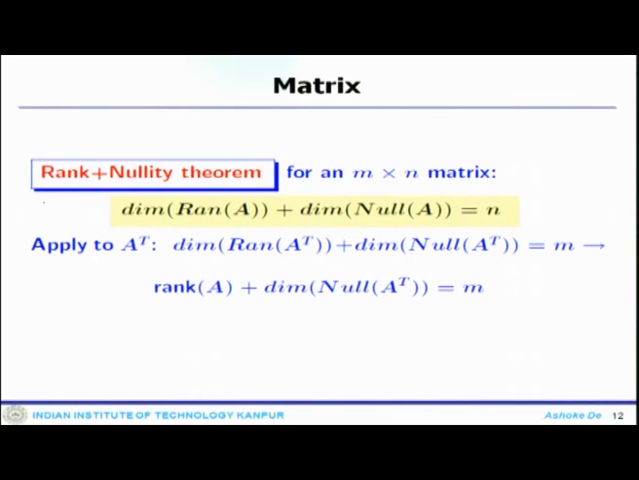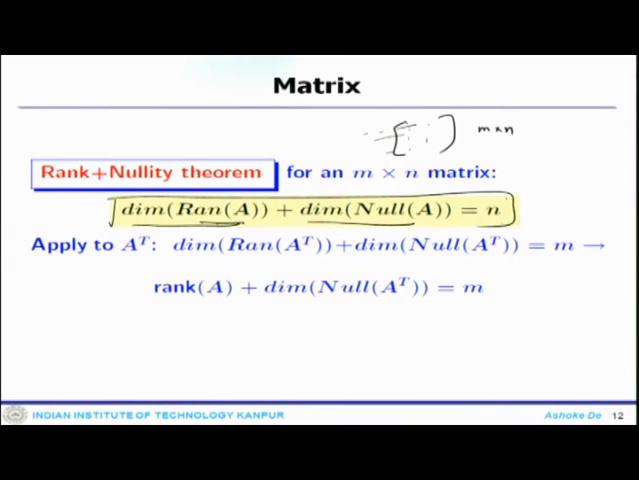Now, the rank of A plus the dimension of the null space should be n. This is a very important equation. That means I have an m by n system, and the number of independent columns is the rank. So the dimension of that plus the dimension of the null space, which accounts for the dependent part, totals n. Similarly, the rank of A transpose plus the dimension of the null space of A transpose is m.